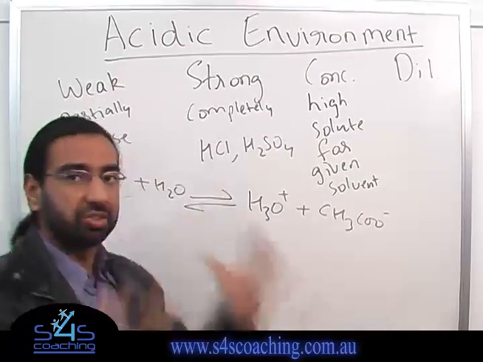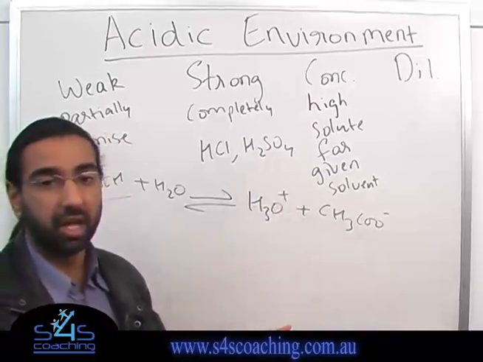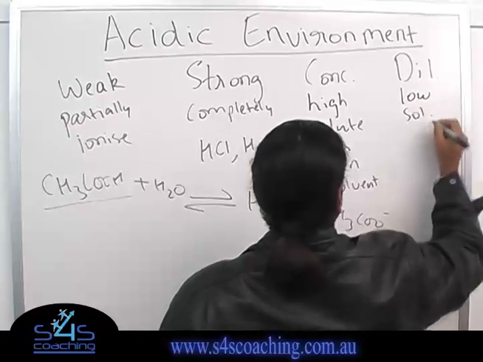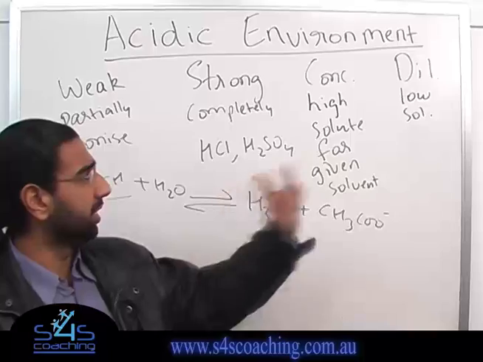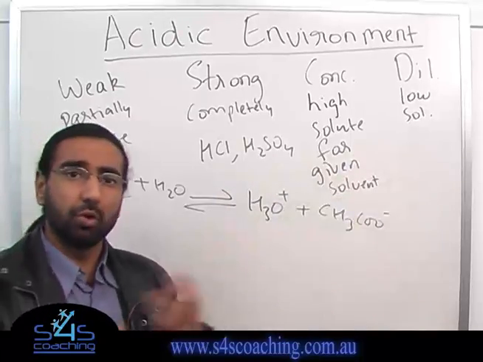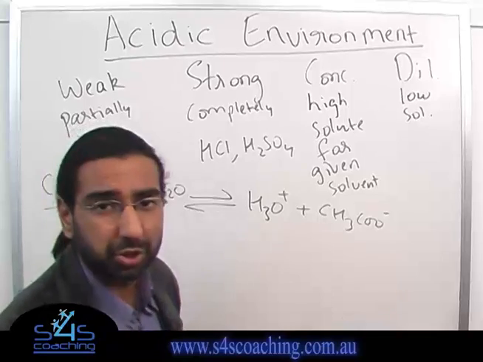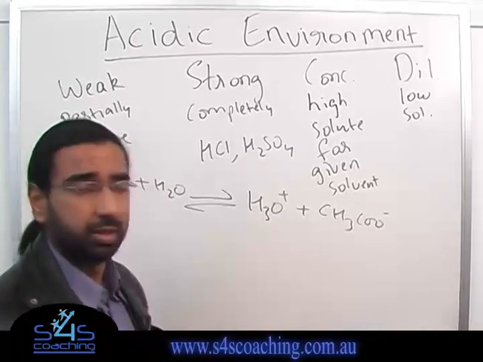If I have a lot of stuff dissolved in a bit of a liquid or a solvent, then that's concentrated. And dilute is low solute for a given amount of solvent. So in a solution, I'll have only a little bit of this in a solution. There's a picture in your PowerPoint that sort of visually tells you how these things work.